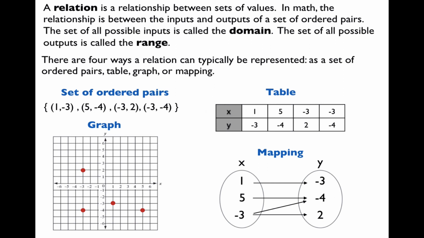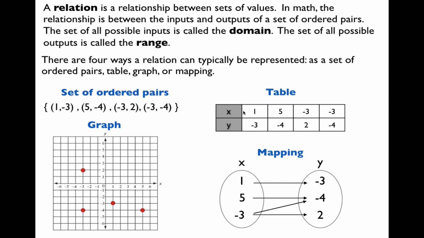range. Now, there are four ways a relation can typically be represented: as a set of ordered pairs, a table, a graph, or a mapping. Let's take a look at the set of ordered pairs. This first ordered pair tells us that when the input is 1, the output is -3. When the input is 5, the output is -4, and so on and so on.